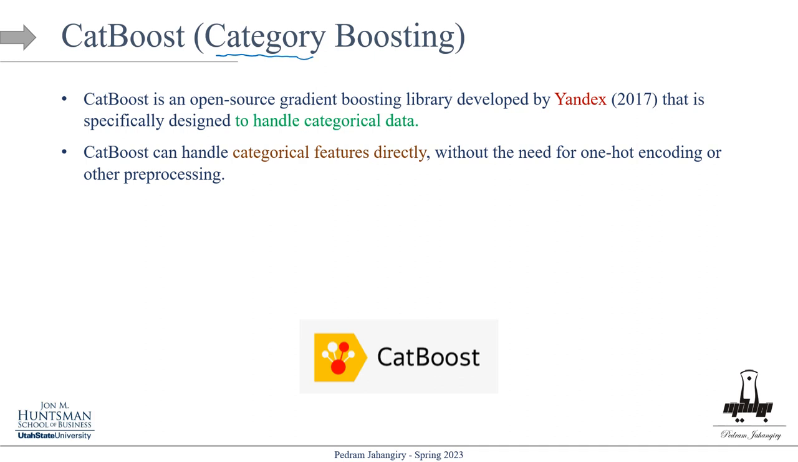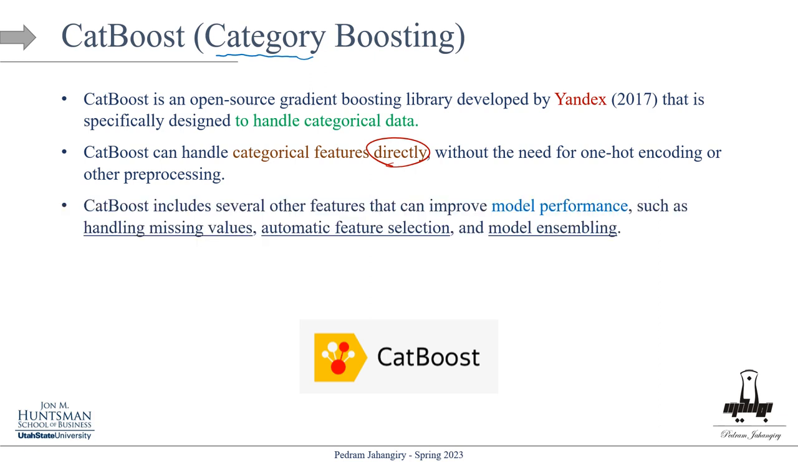It can handle categorical features directly. This is a key term. It does that directly, without the need for one-hot encoding or any other sort of pre-processing. Just like XGBoost and LightGBM, it focuses on model performance by handling missing values, automatic feature selection, and model ensembling. So this is a common feature among the three models. Remember, all these three models are very strong when it comes to performance and handling structured data.